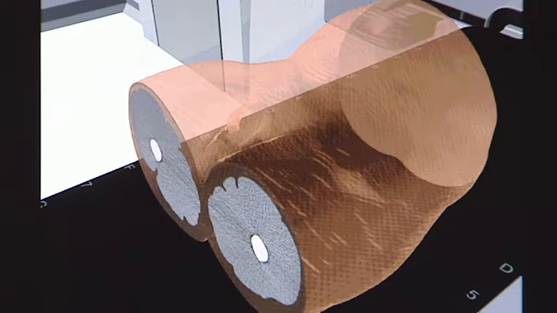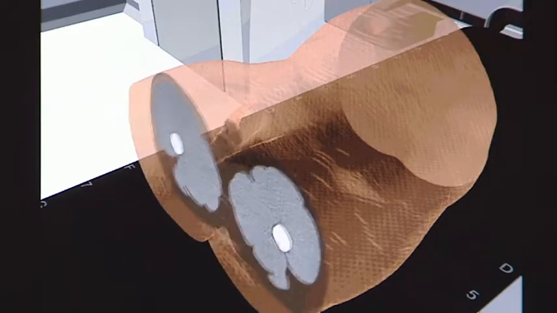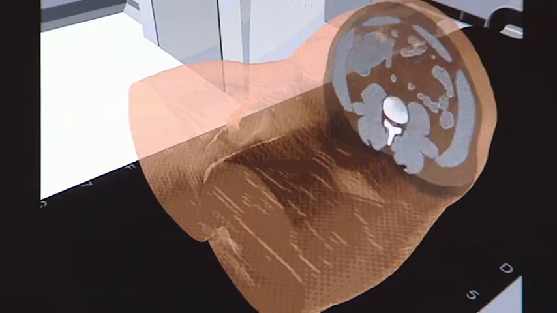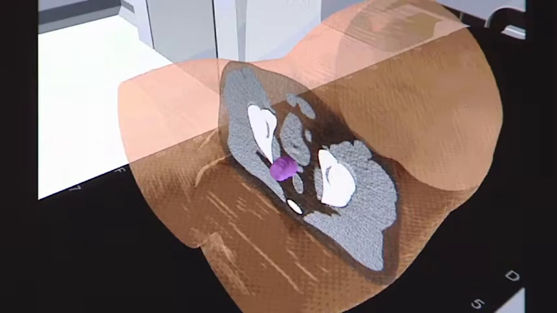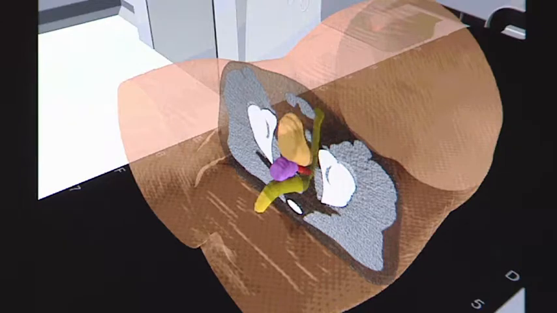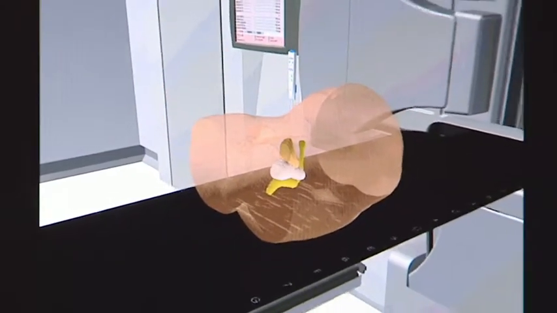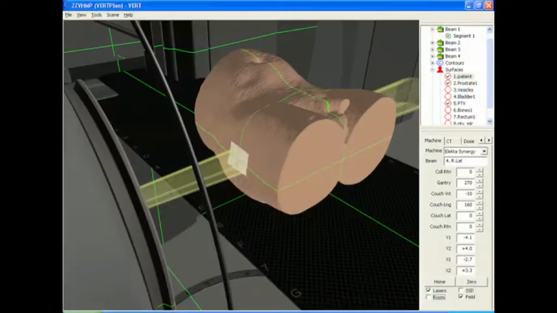The CT scan generates images slicing through the patient. From these, 3D models can be created of the tumour and nearby organs. In this example, it is the bladder, prostate and rectum. The radiation beams have to be focused on the tumour in the prostate and avoid the bladder and rectum.